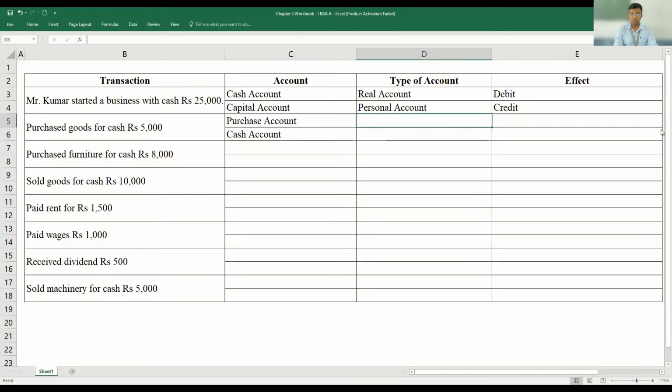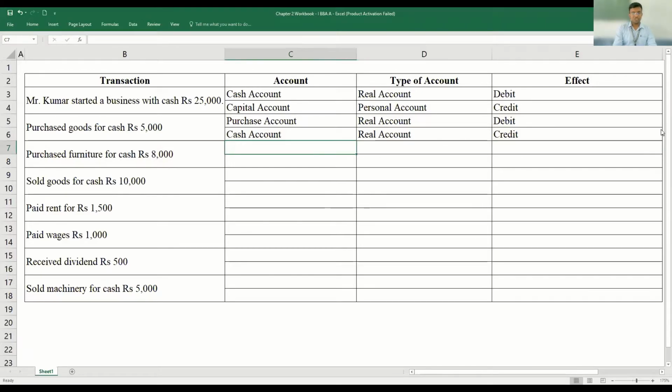Purchase account is real. Why? It is representing asset. So this is real account. Cash is also real. This is also real account. Now, when you purchase goods, what is happening? Goods are coming in. So this is debit, and cash. When you purchase goods, cash is going out. This is credit.